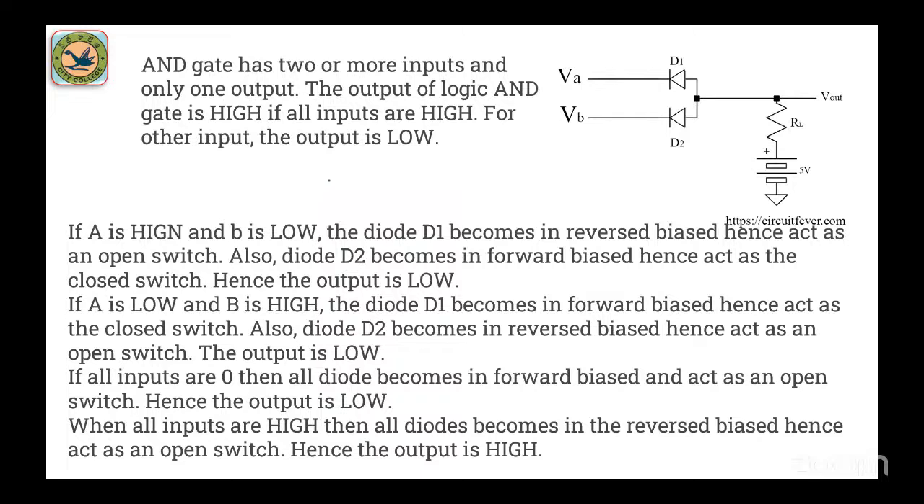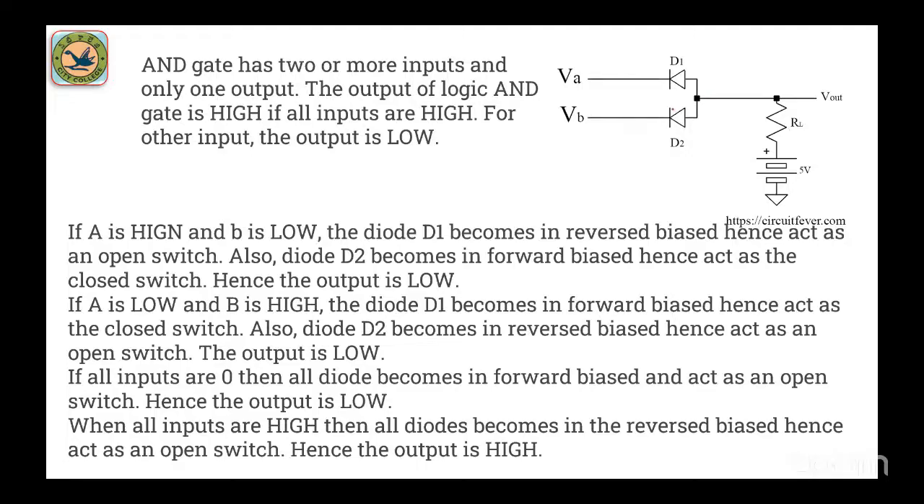So with the two diodes, when A is high, that means 1, and B is 0, low, diode D1 is in reverse bias and acts as open. Open means it doesn't conduct any current at all. Then diode D2 is in forward bias and acts as a closed switch. And the output is low.